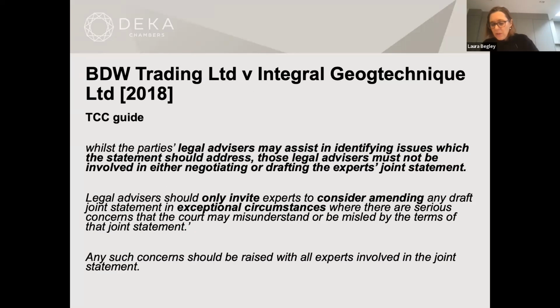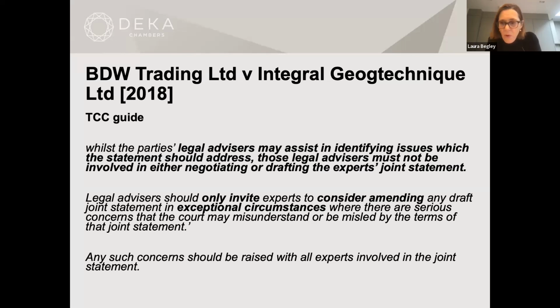So we move on to BDW Trading. It was effectively a case where there was no contractual relationship between the parties. It was all about properties containing asbestos and what information had been given by a firm of consulting engineers to a house building company.